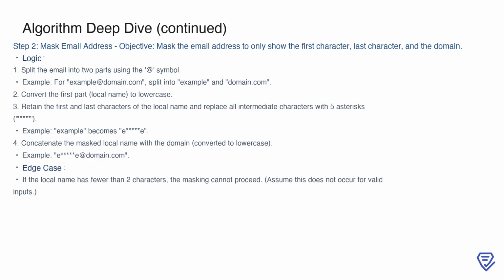The first step is to split the email into two parts, the local name before the @ symbol and the domain name after it. For example, example@domain.com would be divided into example and domain.com. Next, the local name is converted to lowercase, and the masking begins. The first and last characters of the local name are retained, while all intermediate characters are replaced with 5 asterisks. For instance, example becomes e*****e.